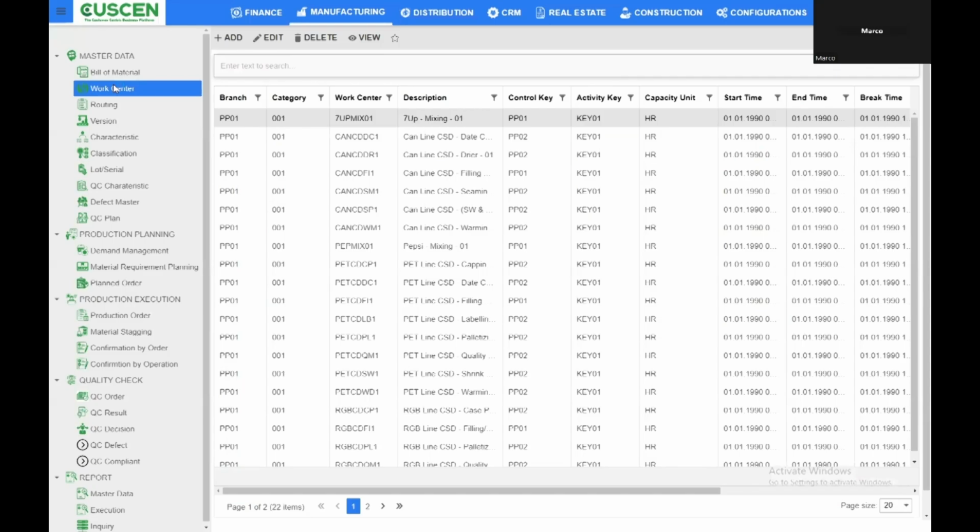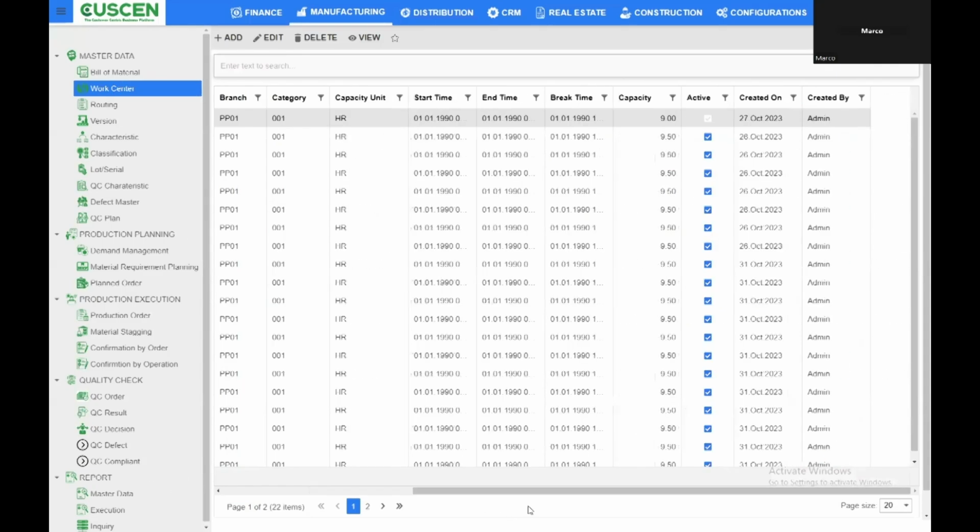You also have your routing. Your routing can be used to plan the operations during manufacturing activities, as well as provide a basis for scheduling dates, capacity requirements for work centers, and material consumptions.